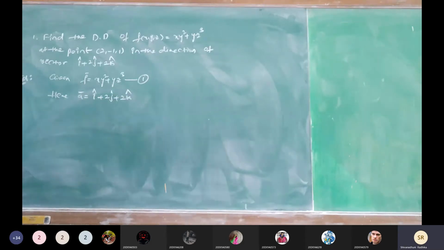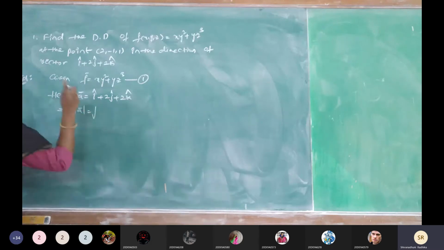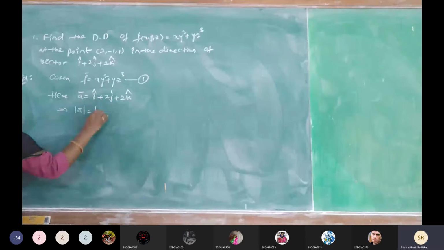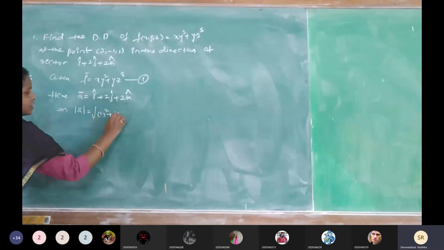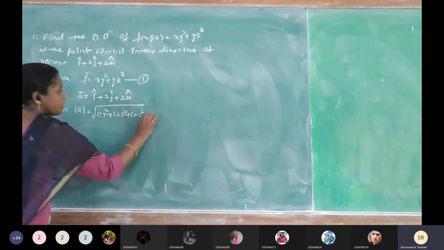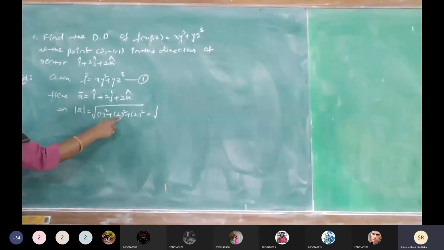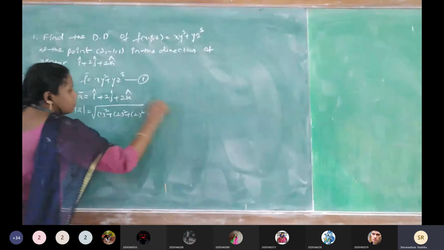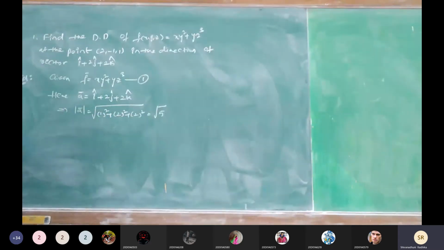Now, immediately you are going to find modulus of A bar. What is the formula of modulus of A bar? Under root of a squared plus b squared plus c squared. So, under root of the i cap coefficient 1 squared, the j cap coefficient 2 squared, the k cap coefficient again 2 squared. Modulus of A bar equals under root of 4 plus 4 plus 1, 5. So modulus of A bar equals root 5. Is it right, all of you?